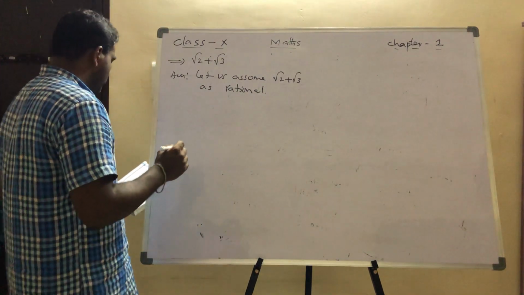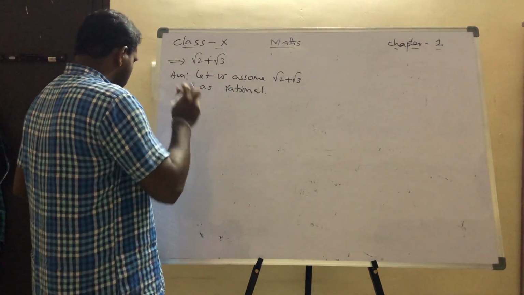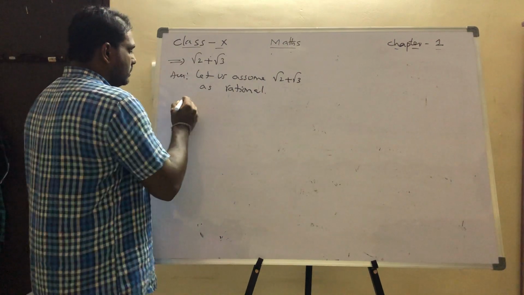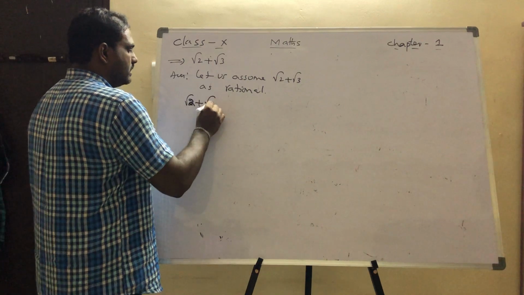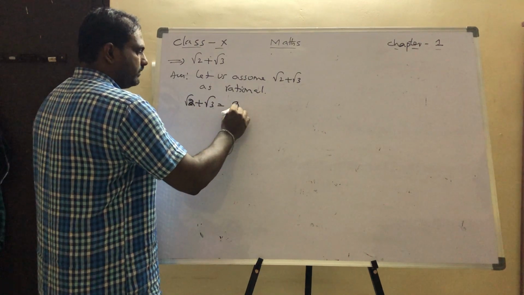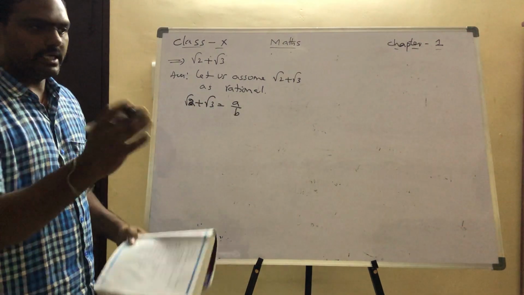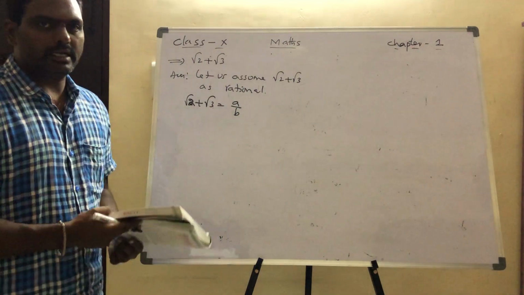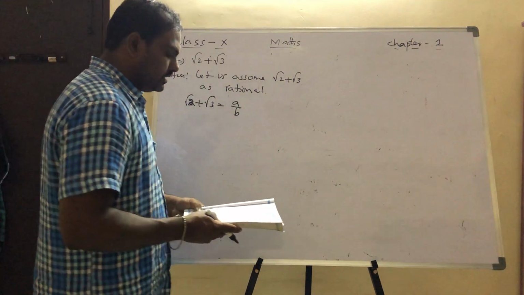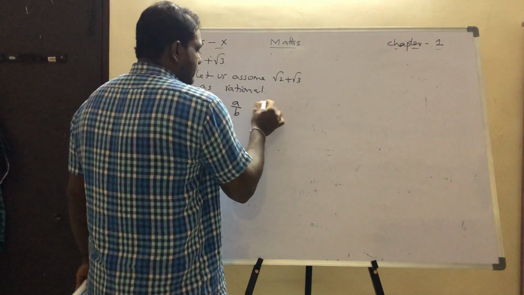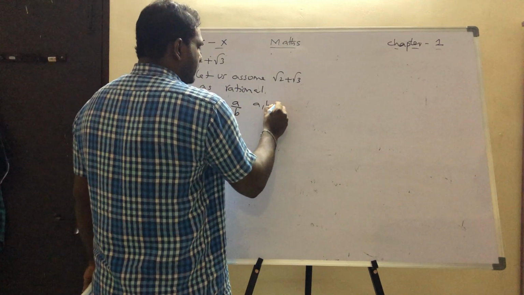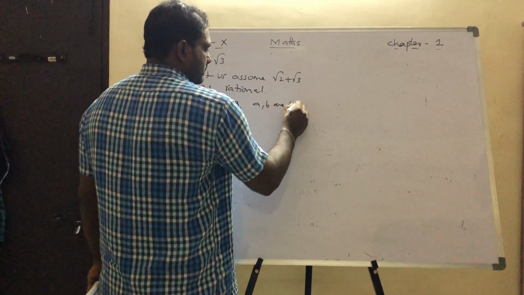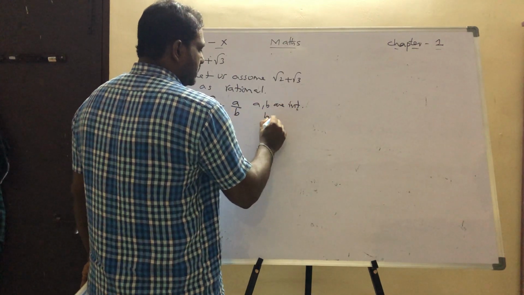So therefore, root 2 plus root 3. Let us write it in the form of a by b. The same method, since it was rational, p by q form, taking out the common factors, you will get, where a and b are any integers and b does not equal 0. Both are the same. a, b are integers and b does not equal 0.